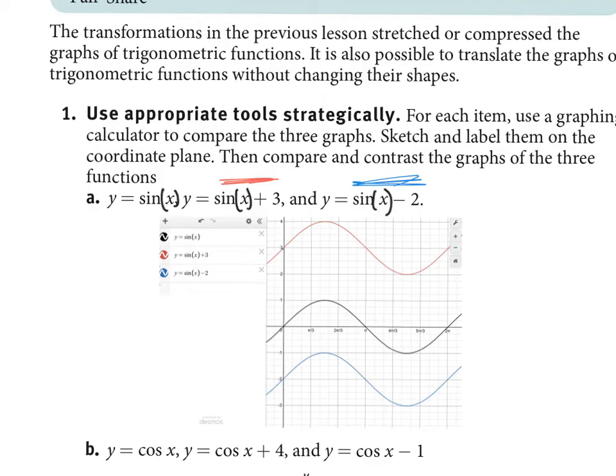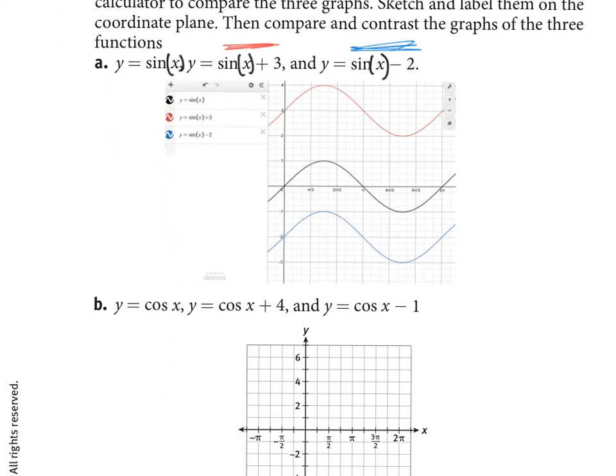Let's see if the same thing happens with our cosine graph. Again, big note here, watch the parentheses. This really means cosine of x, cosine of x plus 4 on the outside, and cosine of x minus 1 on the outside. Again, we'll look at adding or subtracting on the inside next, but try graphing these three, and let's see if the same impact happens.